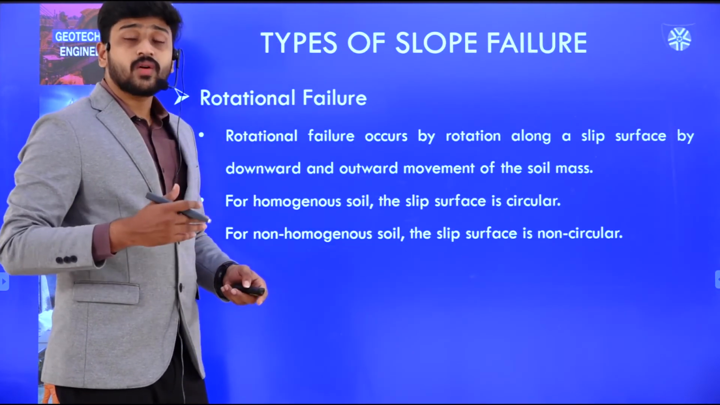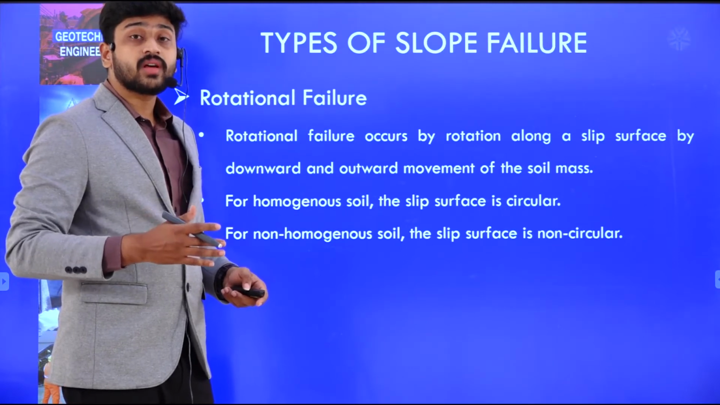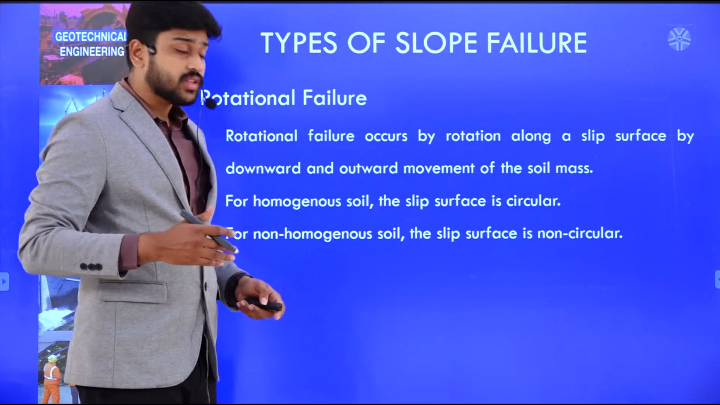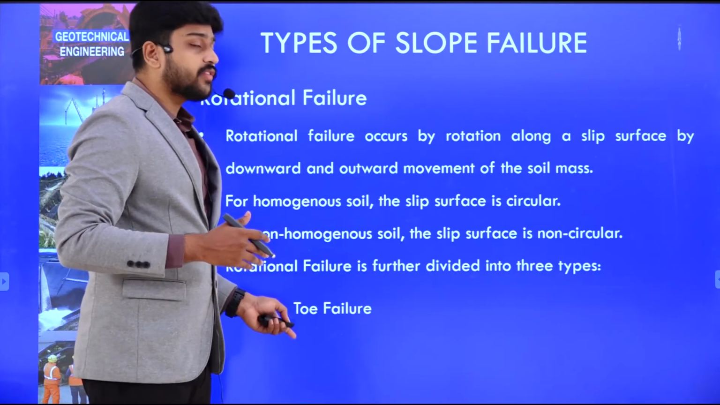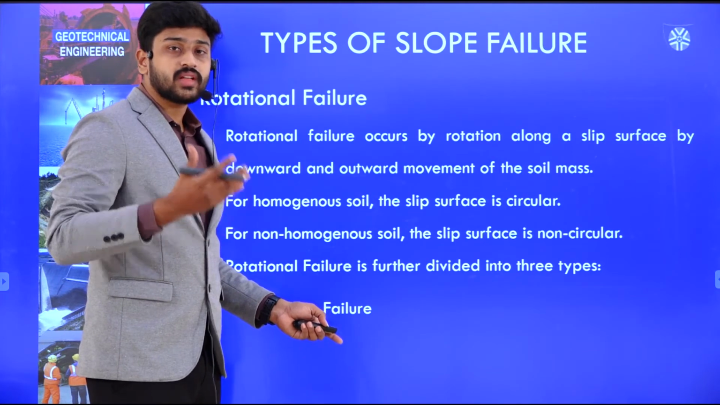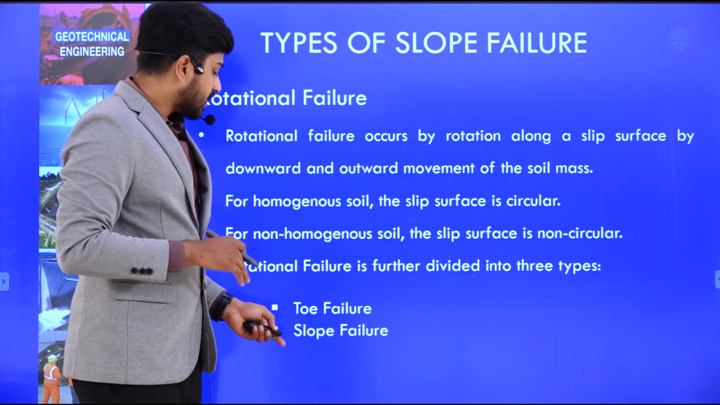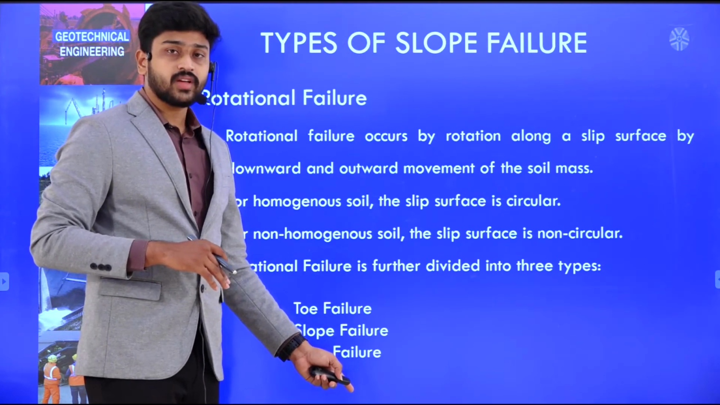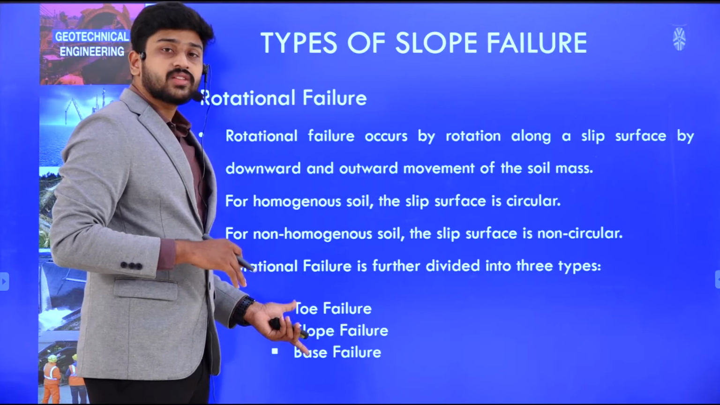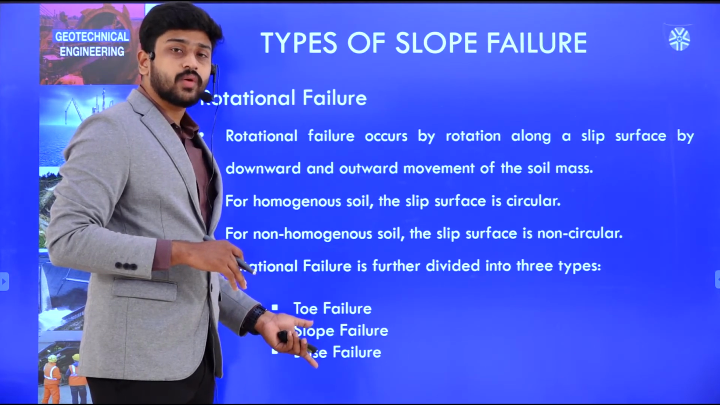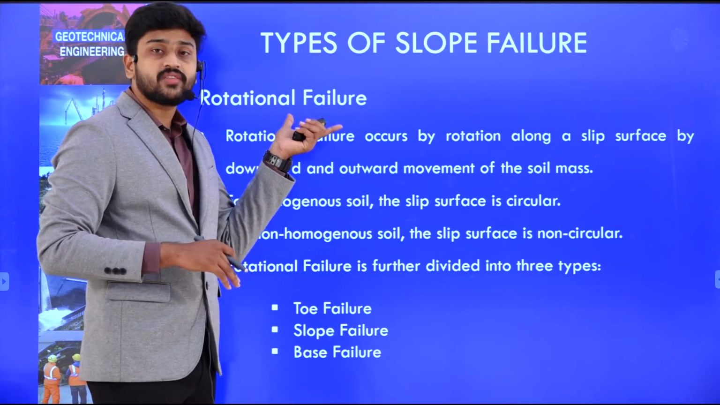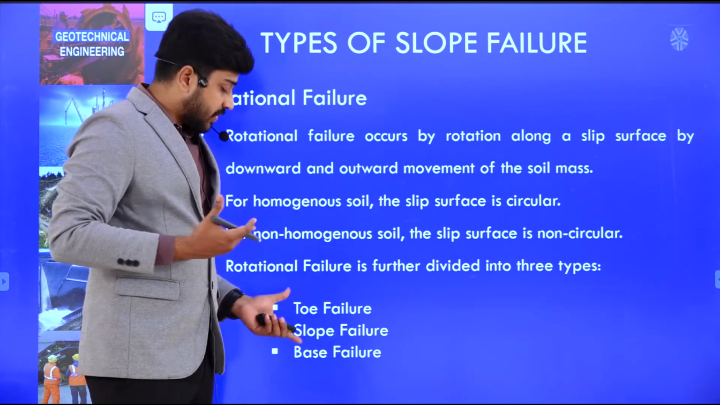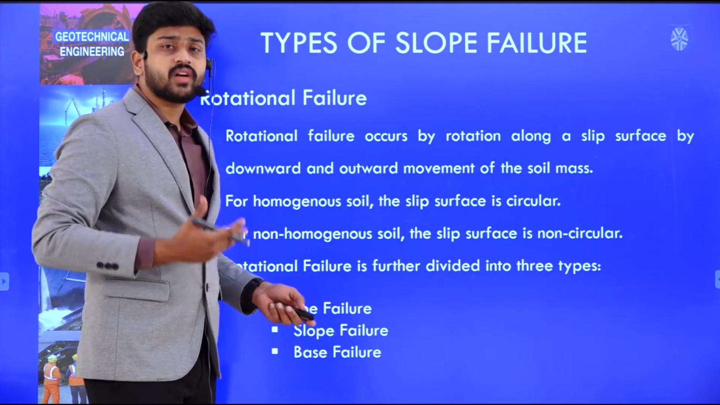So let us now understand this failure in more detail. These may be classified into three different types. The first one is the toe failure. We know what a toe is in the case of a sloping surface. The other one is the slope failure, and the other one is the base failure. Let us now understand the toe failure, base failure, as well as the slope failure in these rotational failures. That means whatever failure is occurring by rotation may be classified into three categories. We will try to understand them now.